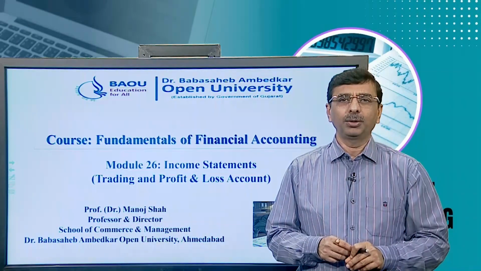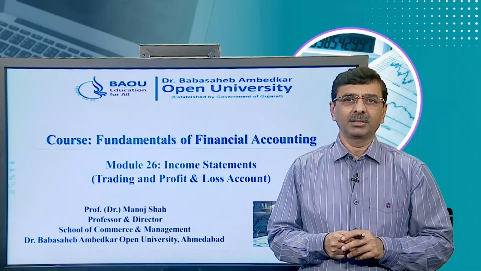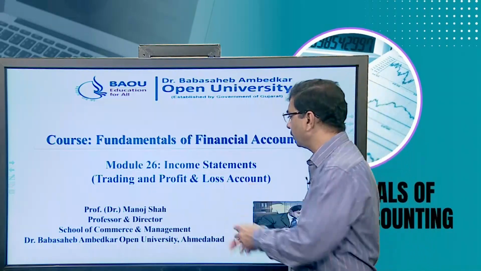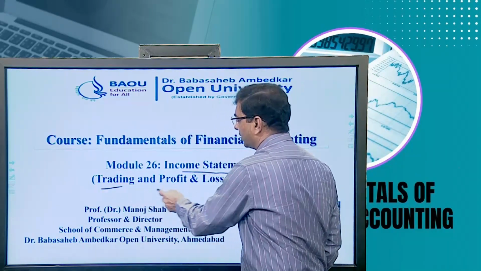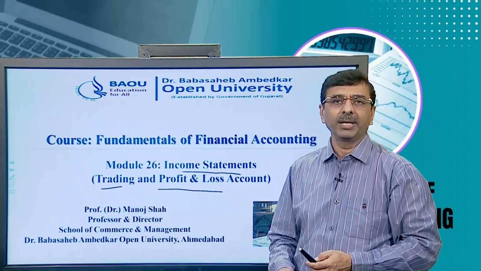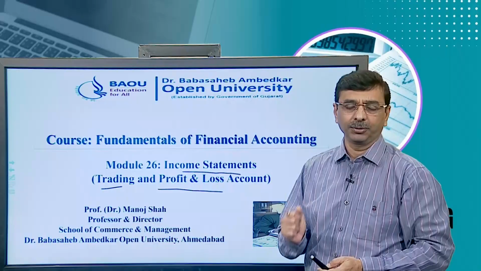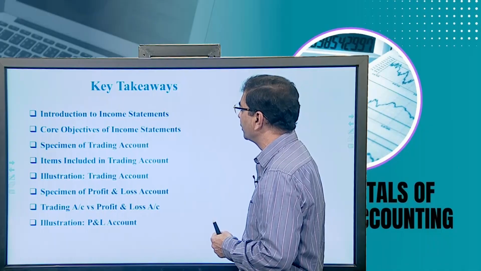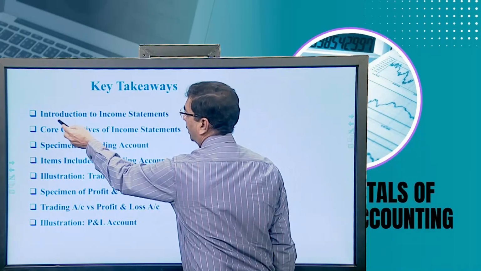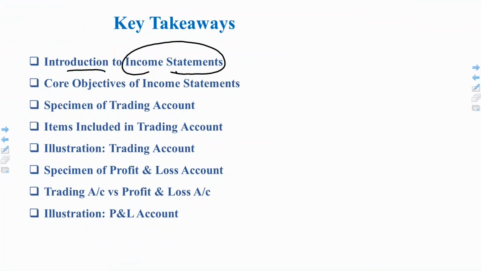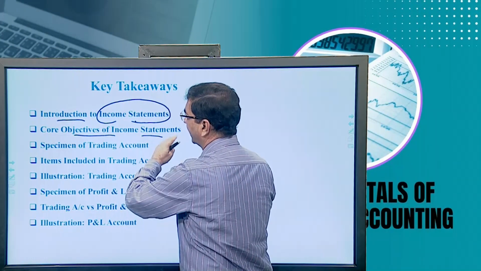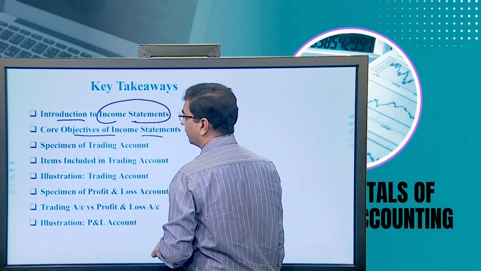Now we are going to discuss the second part of this financial statements series of lectures, that is income statements. In income statements we will discuss two important accounts. One is the trading account and the second is the profit and loss account. So let's see which are the main points to be discussed in this particular unit. First is the introduction of the income statements and the core objectives of the income statements. It is already partly discussed in the previous lecture, but still we are going to discuss it in the context of income statements.